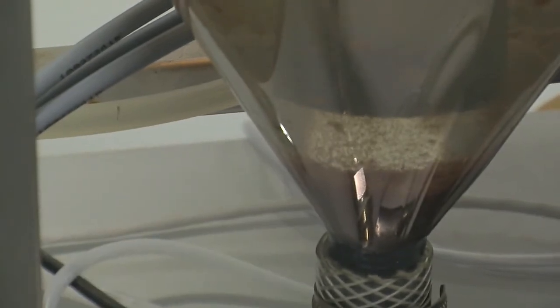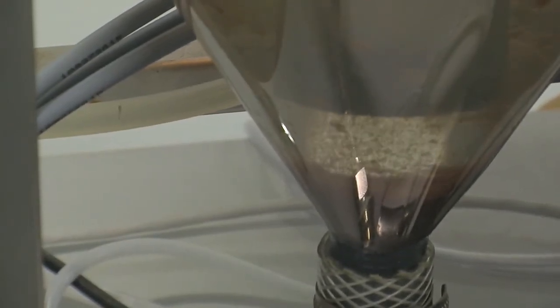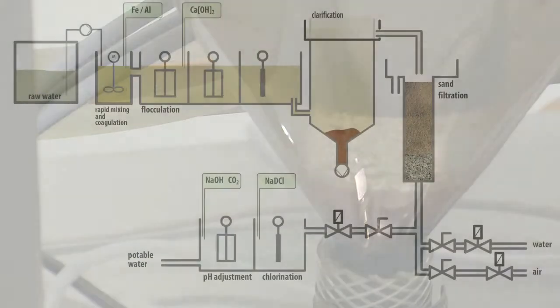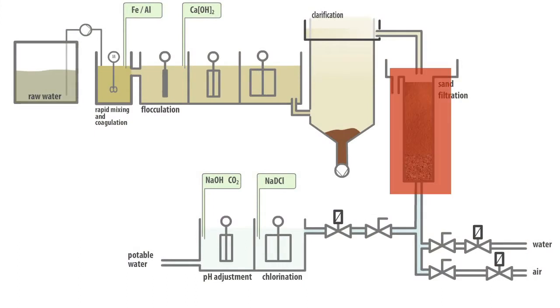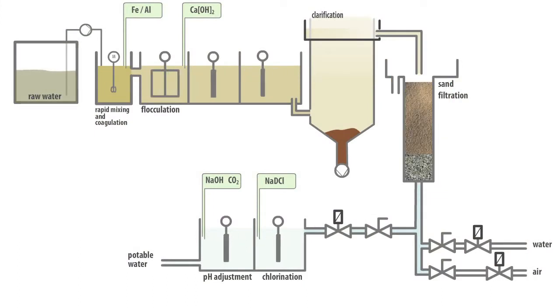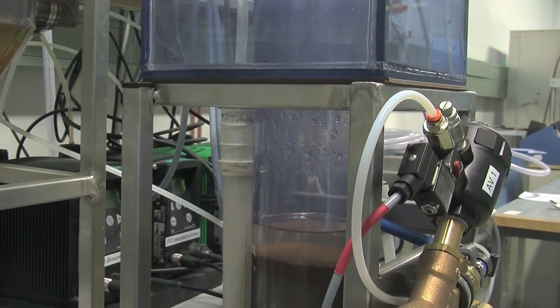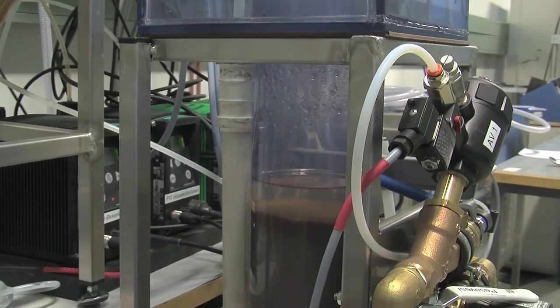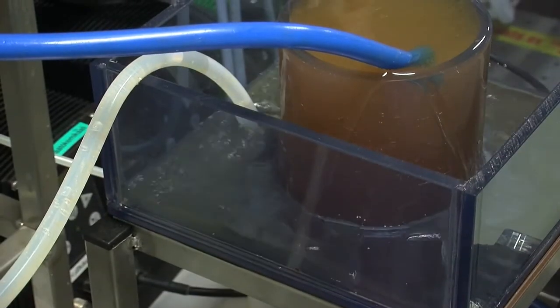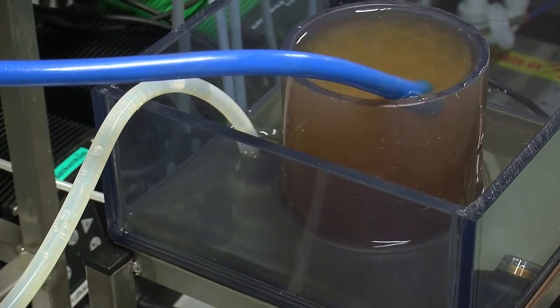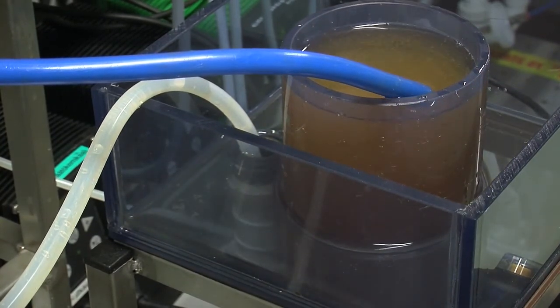The flocks have a higher density than water and therefore tend to sink. The resulting sludge is pumped out from the bottom of the clarifier once every other hour. The rapid sand filter separates the remaining flocks, that is, those flocks that were not trapped in the clarifier. The sand filter is set to backwash with tap water and air at predetermined times, once every 24 hours.